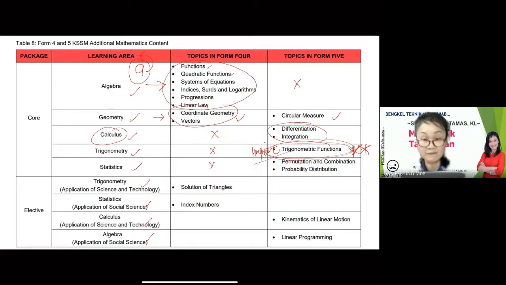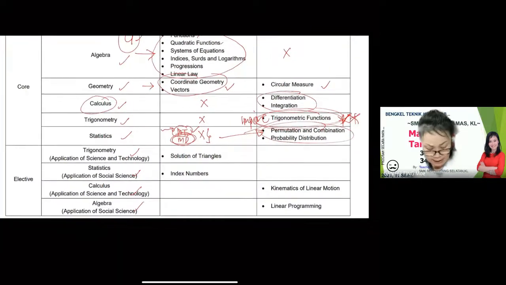Then statistics, you don't have it in Form 4, but you have it in Form 5 under permutation, combination, and probability distribution. In Mathematics, you learn the measure of central tendency and measure of dispersion: the mean, mode, median, and for dispersion the range, standard deviation, interquartile range, and variance. These are the 4 measures of dispersion you learn under Mathematics. Another step from this is the chapter on permutation and combination and probability distribution. So therefore, this is the topic.